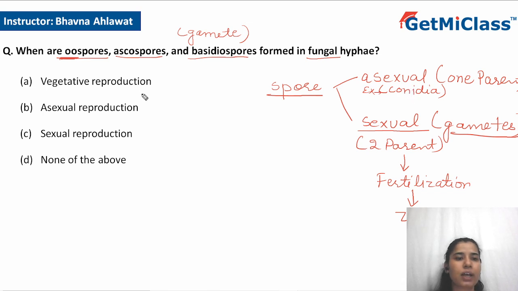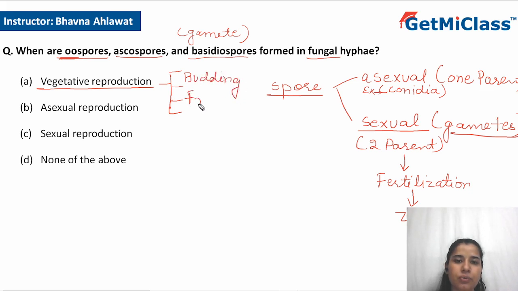So let's take a look at our options. The option says these are used in vegetative reproduction. Vegetative reproduction is a type of reproduction where no sexual gametes are involved, and it can be of a variety of types, such as budding, fragmentation, or fission and similar. In these, the body does not include sexual organs or sexual gametes, those are vegetative parts, so vegetative reproduction.